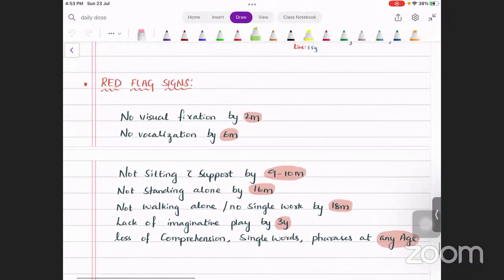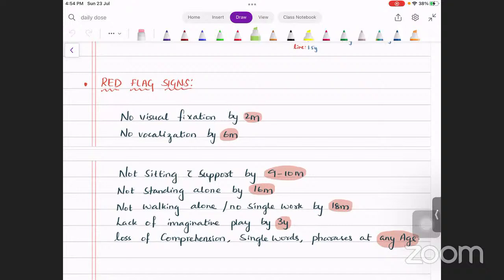Okay, apart from that, we have red flag signs. So no visual fixation by 2 months, no vocalization by 6 months, not sitting without support by 9 or 10th month, not standing alone by 16 months, not walking alone by 18 months, lack of imaginative play by 3 years, lack of comprehension of single words or phrases at any age. You may see it as a red flag sign, people. That's the time the patient's attender has to go to the pediatrician.